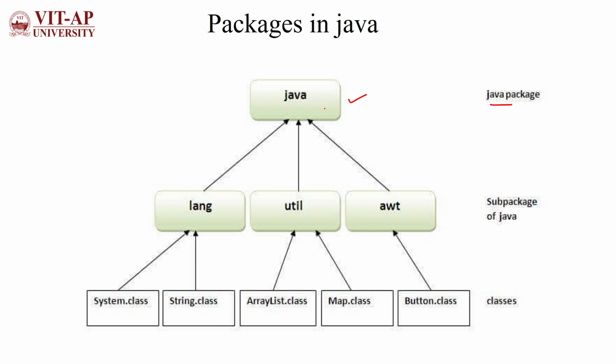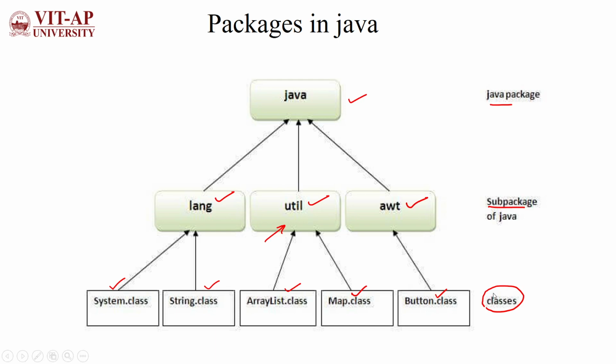Inside that Java, we have so many sub packages like language, utility, and abstract window toolkit. Then each package will have its own class files. For example, the Java language package has the System class file and the String class file. The ArrayList class file belongs to the utility sub package, and Map is another class file belonging to the utility package. And the abstract window toolkit has a Button class and Menu like that. So here the sub packages have class files.